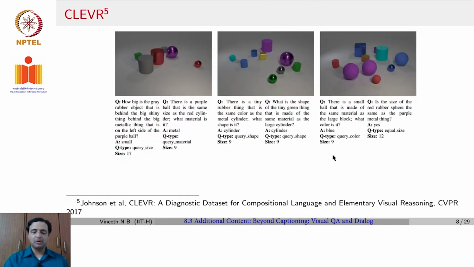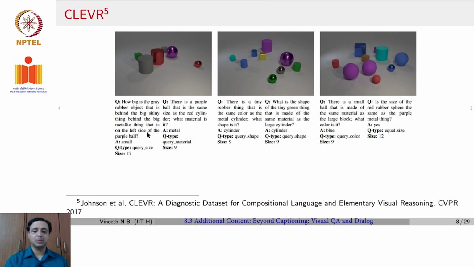Another dataset more popular in recent times is known as CLEVR, developed in 2017, and this dataset is a semi-synthetic dataset which helps answer reasoning questions. So the questions can be a bit complex. Given an image as what you see in the top left here, the question is, how big is the gray rubber object that is behind the big shiny thing, behind the big metallic thing that is on the left side of the purple ball?